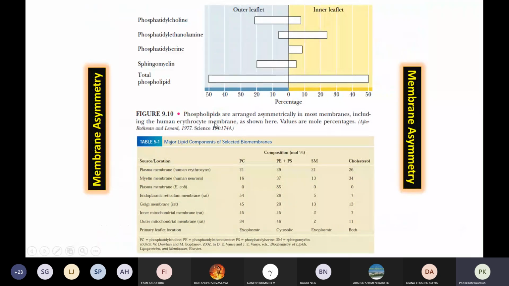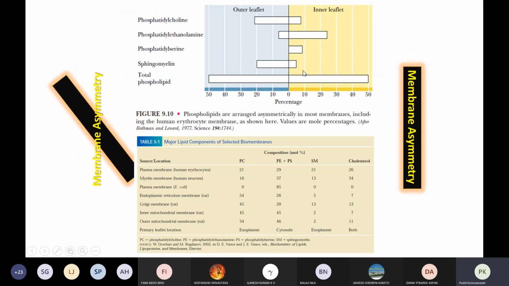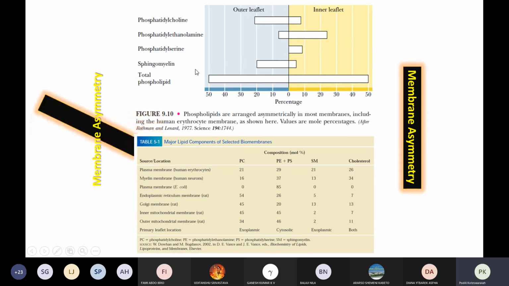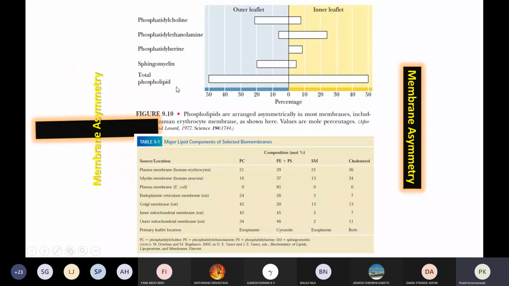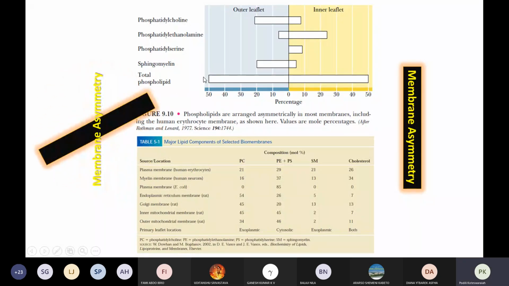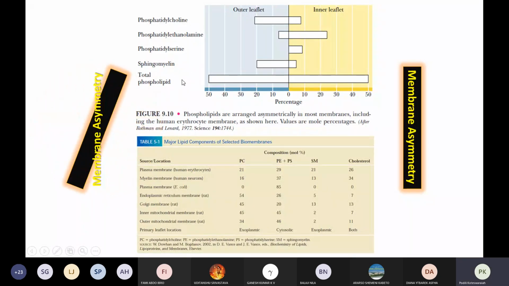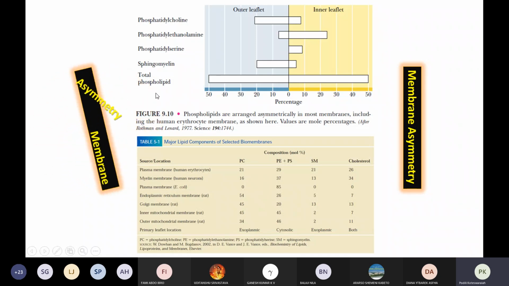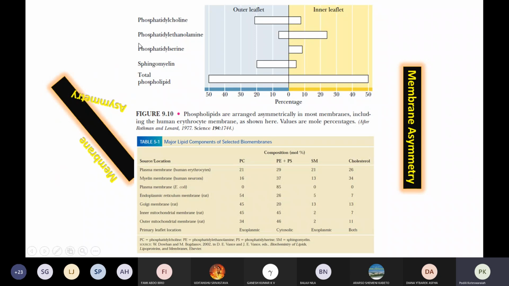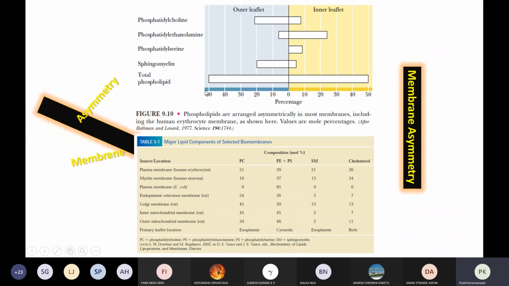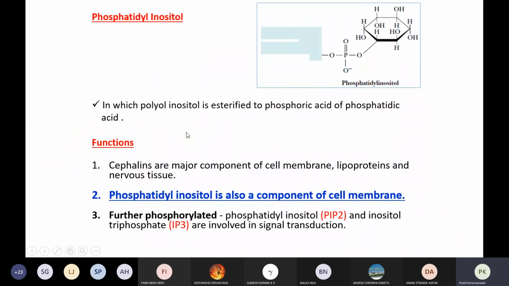You can also see here that the phosphatidylcholine is mainly present on the outer leaflet of the bilayer, and phosphatidylethanolamine is mainly present in the inner leaflet of the bilayer, and the phosphatidylserine is also inner leaflet, and of course the sphingomyelin is outer leaflet. In the sense, all these phospholipids are distributed regularly in the lipid bilayer. Some are present in the inner leaflet, and some are present on the outer leaflet of the membrane.